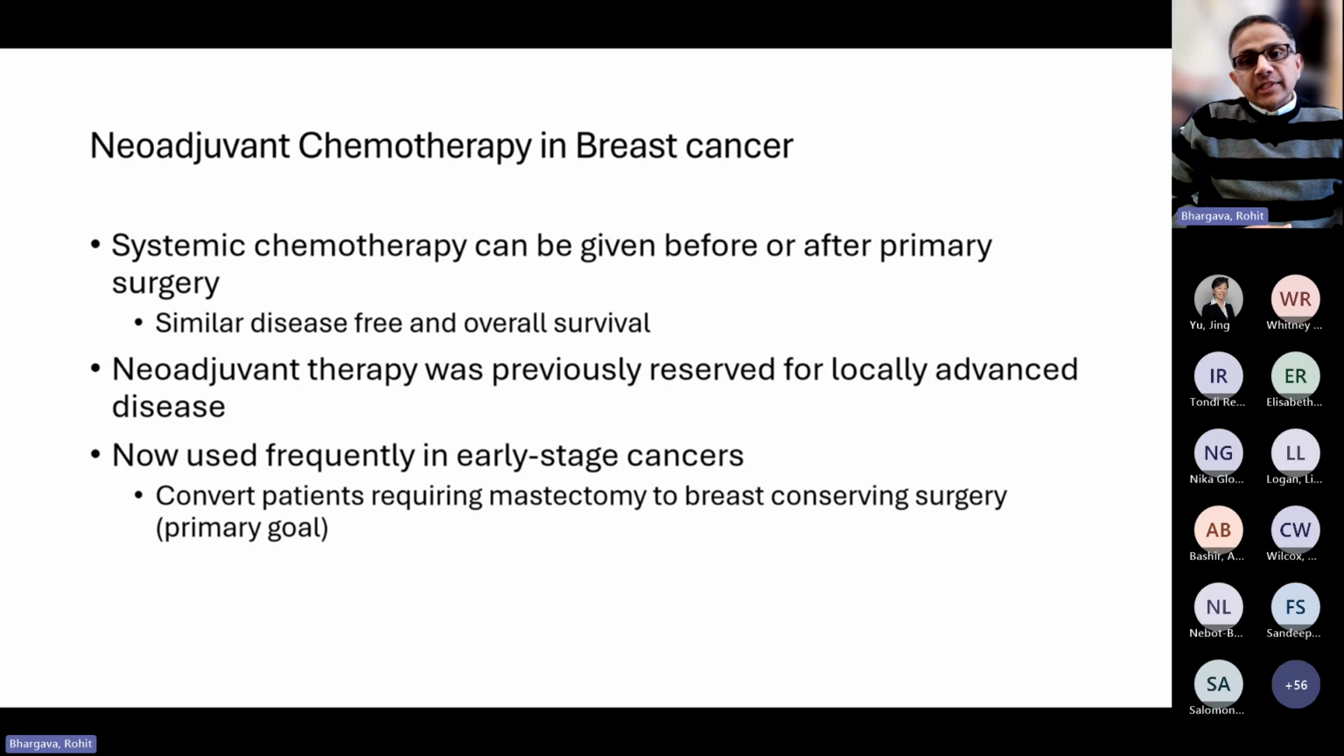Neoadjuvant therapy was previously reserved for locally advanced disease, but now it's frequently used in early stage cancers because you can convert patients from mastectomy to breast conserving surgery or from a bigger surgery to a smaller surgery by reducing the tumor size. That's really the primary goal.